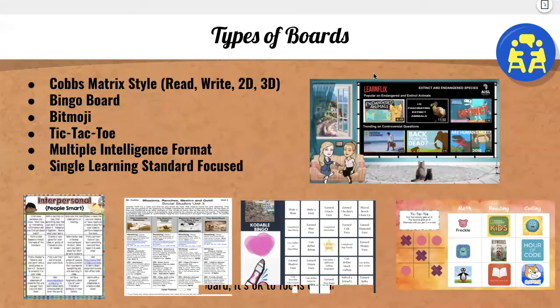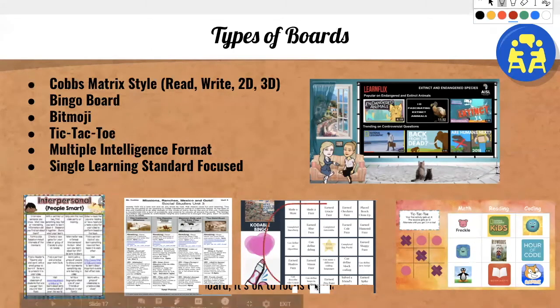And then there's different kinds of boards. So obviously there was the Cobb's matrix style, the read, write, 2D, 3D style. You could do like a bingo style. So a bingo style would be one that's this one right down here. This is where they have to get a certain amount in a row or whatever.